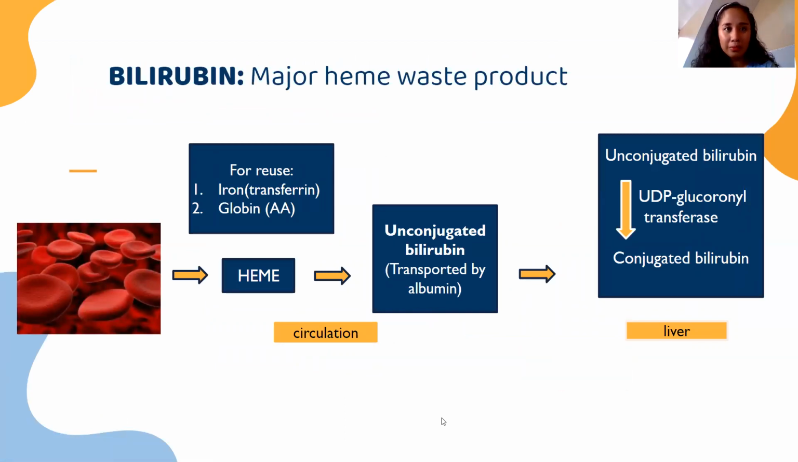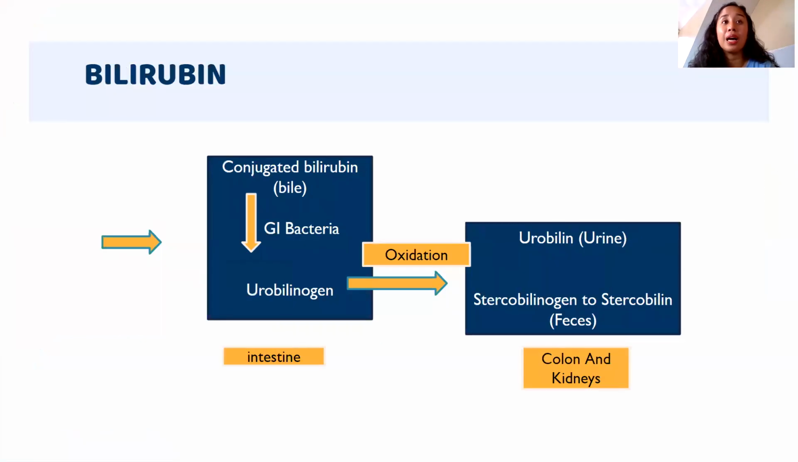So, it started with heme, in circulation, and it becomes unconjugated bilirubin. This is not water soluble yet, so it needs to be carried by your albumin. Your albumin will carry it to the liver. And your liver has this uridyl diphosphate glucuronyl transferase, guys, which will conjugate your bilirubin. I've oversimplified it. And now this conjugated bilirubin is a pigment of your bile.